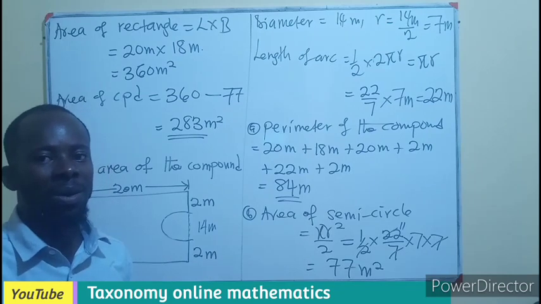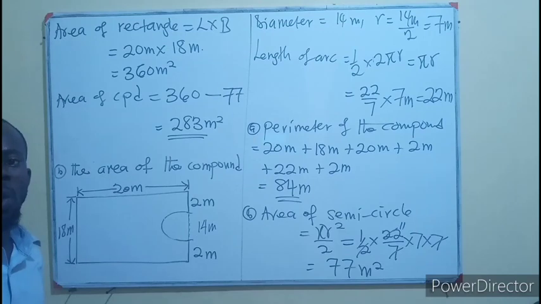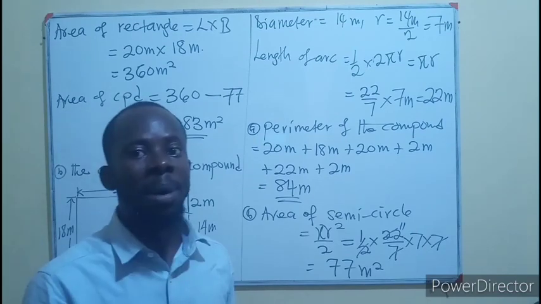So this is one of the ways by which questions on mensuration 1 could be answered for a compound shape.